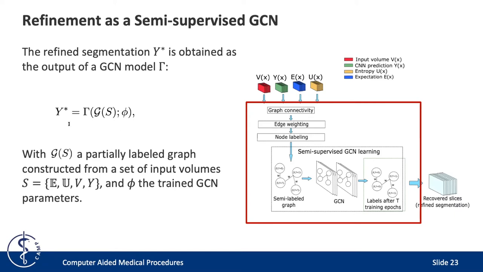So we have something with this form. We have one particular graph model that takes as input one graph representation of the input data. The graph representation is constructed using these volumes that we have here. And also the graph model has some training parameters theta. And at the end, the output is obtained by evaluating this graph representation of the data on this model. And then we have this y star that represents the refined segmentation taken from the graph.